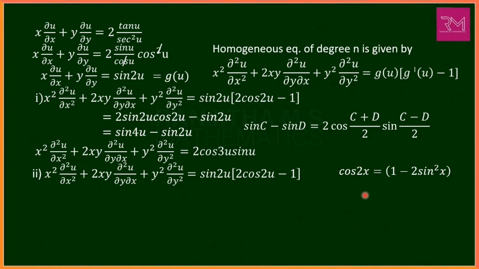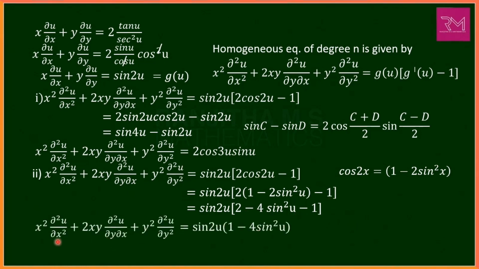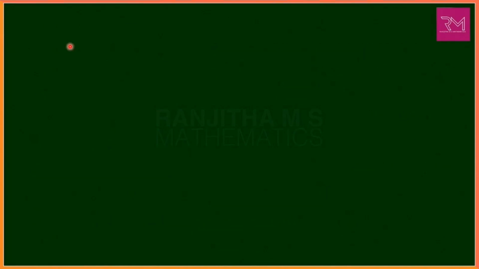Substituting the value of cos 2u here, we get sin 2u into 2 into, in the place of cos 2u we can substitute 1 minus 2 sin square u, minus 1. Here multiplying 2 inside the bracket and simplifying, we get sin 2u into 2 into 1 is 2 minus 2 into 2 is 4 sin square u minus 1. Here 2 minus 1 is 1. Hence we get x square into del square u by del x square plus 2xy into del square u by del y into del x plus y square into del square u by del y square, which is equal to sin 2u into 1 minus 4 sin square u. This completes the problem. We shall move on to another problem.